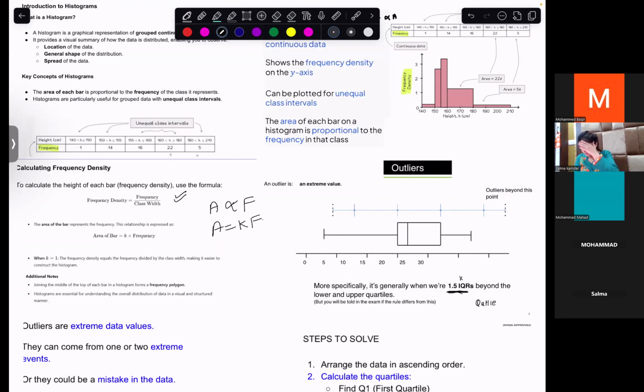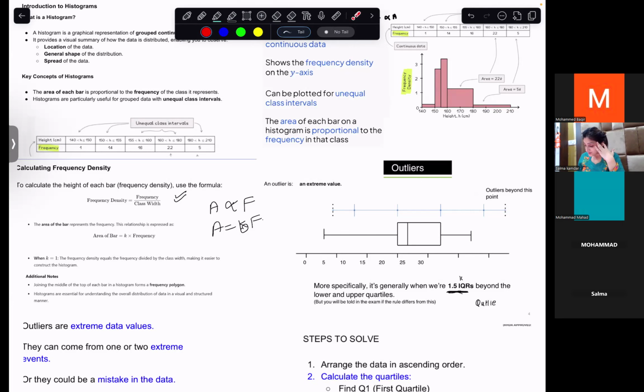And when K is equal to 1, the frequency density equals the frequency divided by the class width. So basically, the frequency density is equal to the frequency. Okay. When K is equal to 1, you said frequency density will be equal to frequency. My bad, my bad. Frequency divided by class width.